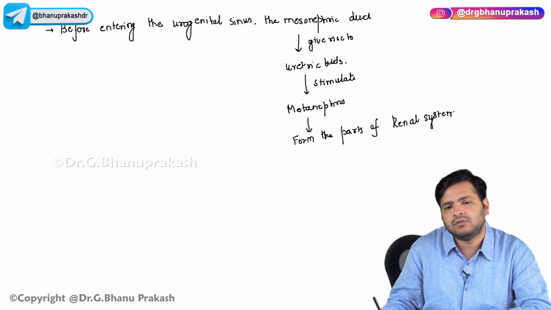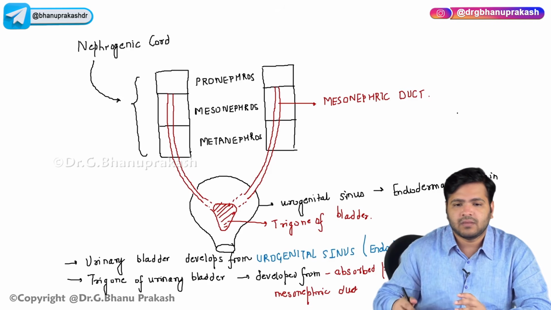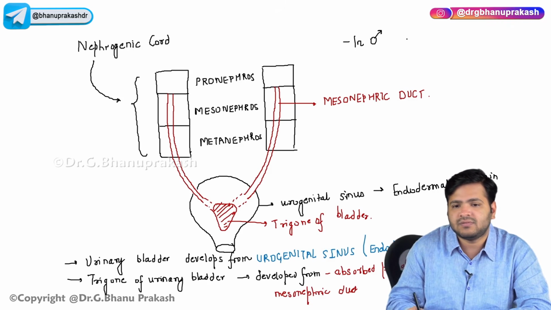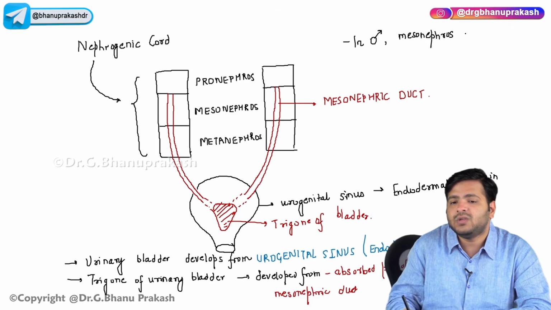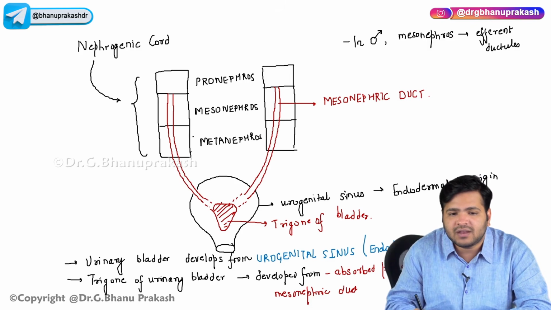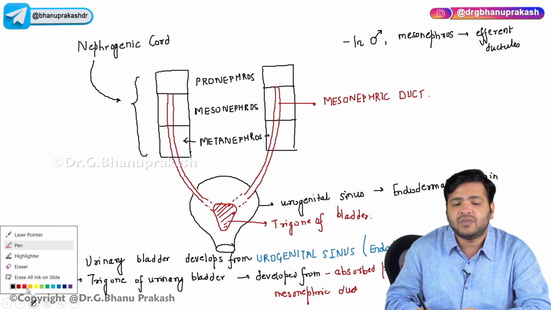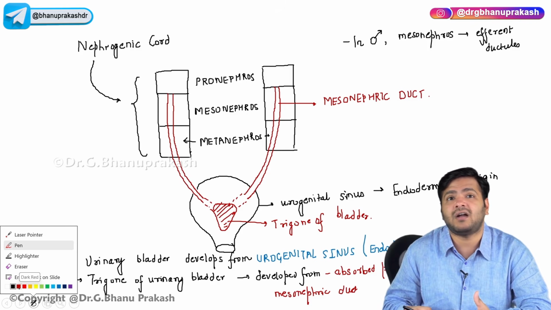right. Before that, just remember one more thing, that in males, this is the symbol for males, the mesonephros is the one which will be forming the efferent ductules, right? Apart from that, you can easily see the metanephros part over here. Now the ureteric bud will stimulate the metanephros, and this will give rise to the parts of the renal system.